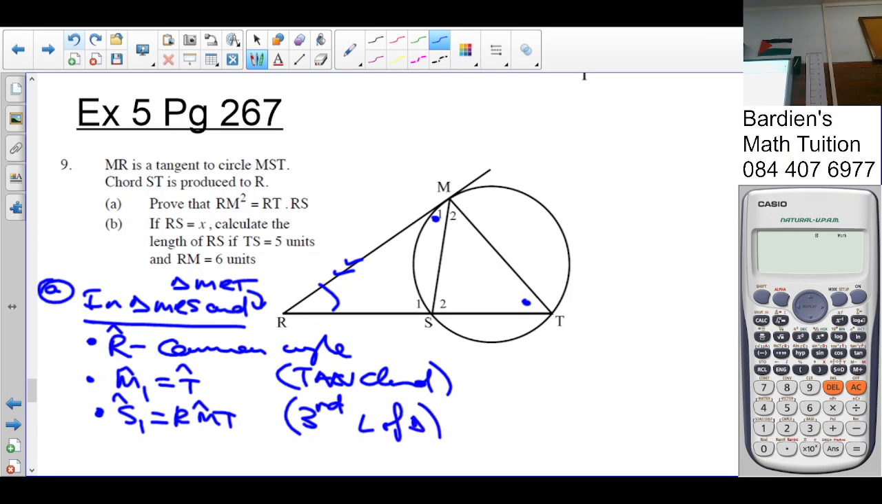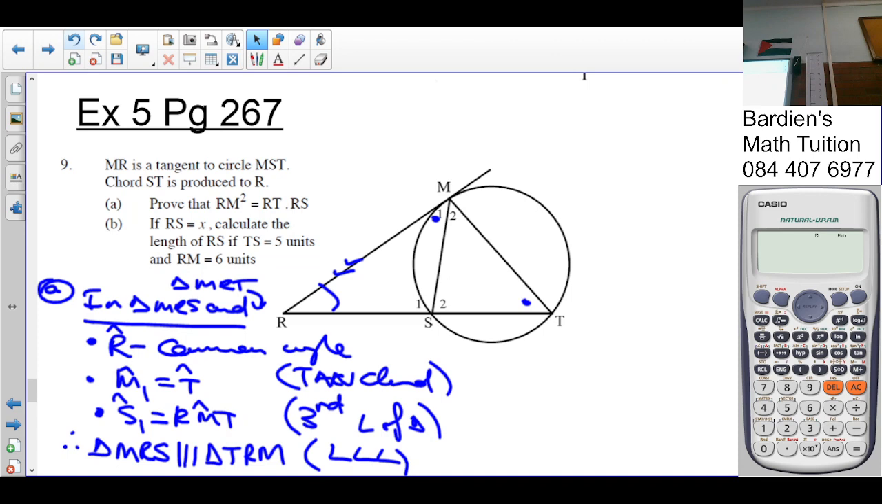Okay, so we can conclude therefore triangle MRS is similar to triangle MTR. So you got angle M1 of the small triangle is the same as angle T of the big triangle. Angle R of the small triangle is angle R of the big triangle, which is the common angle. And angle S of the small triangle corresponds with angle M of the big triangle. Okay? And the reason here is angle, angle, angle. Okay?